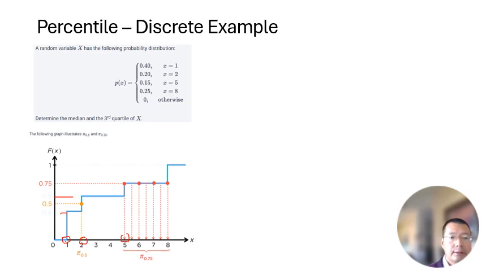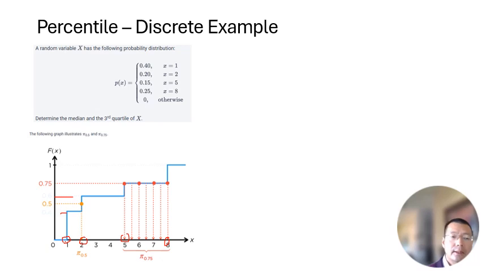But the next jump is actually at 8, when it's reached the maximum, F(x) equals 1. So in this case, 5, 6, 7, 8 can all be the third quartile of x, because 0.75 is matching every point in here.